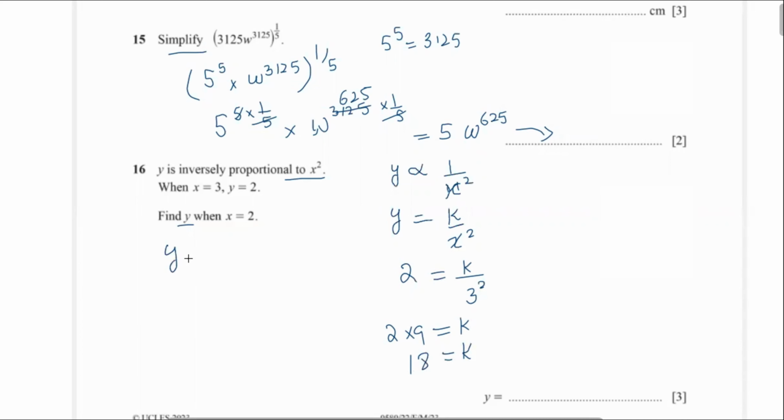Now the equation can be written as y equal to 18/x square. Here is the x. We have to find y when x equal to 2. Therefore, 18/2 square, that will be equal to 18/4, and that is equal to 4 and 1 over 2.